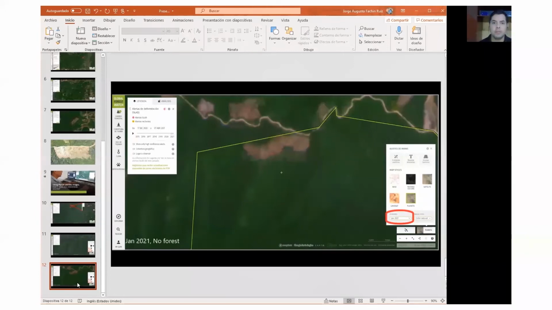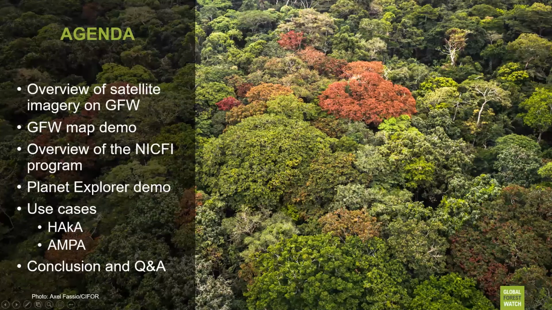Many thanks to Jorge and the AMPA team for sharing how they also utilize Global Forest Watch and Planet to combat environmental crimes in the San Martin region of Peru. It's very helpful to delve into how AMPA is applying these resources in an entirely different context from Hakka. And we hope that these use cases inspire you to consider how you might be able to utilize Global Forest Watch and Planet to protect forests in your context. We'll now wrap up the presentation and head into the Q&A. So if you have a question, please enter it through the Q&A button and we will do our best to answer it.